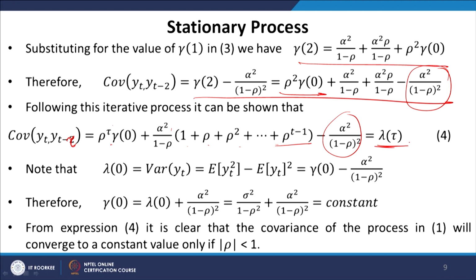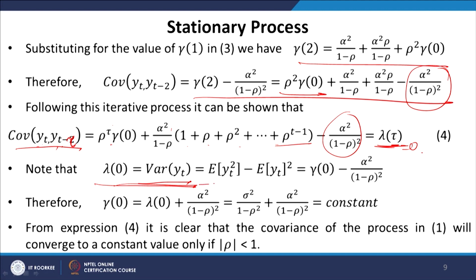Suppose we call it lambda tau. So, lambda tau basically refers to the covariance between y t and y t minus tau. Now, note that lambda 0 is basically the variance of y t, because the covariance between y t and y t is actually the variance of y t. So, when we have tau equal to 0, we have y t and y t, which is equal to the variance of y t.